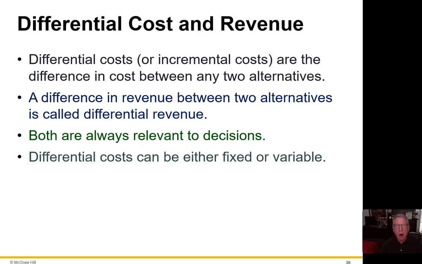So a differential cost, or incremental cost as I like to call it, is the difference in cost between two different alternatives. Then on our second bullet point here, a difference in revenue between two alternatives is called differential revenue. And then under the third bullet point, both the first bullet point and the second bullet point are always relevant to decisions. Differential costs can be either fixed or variable.